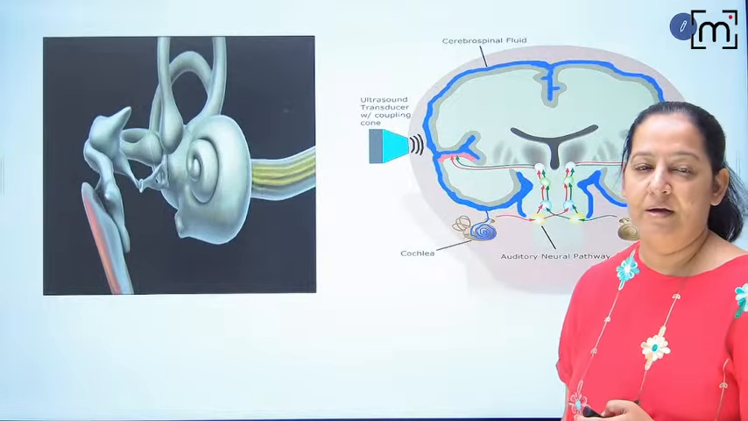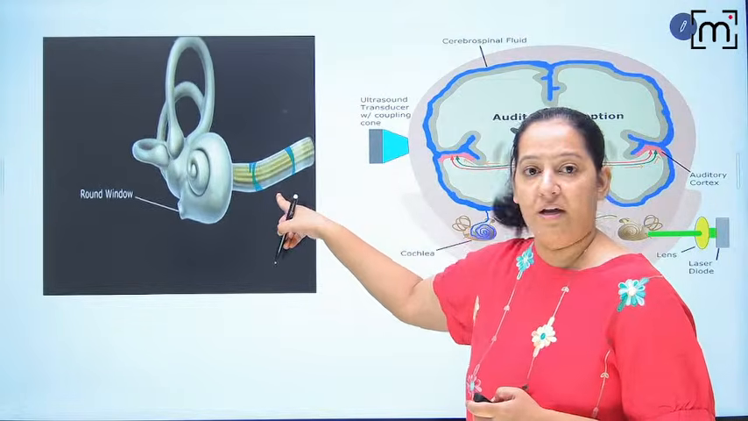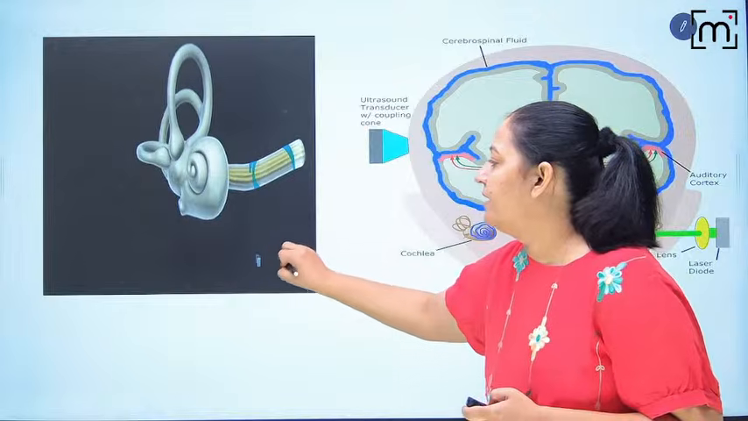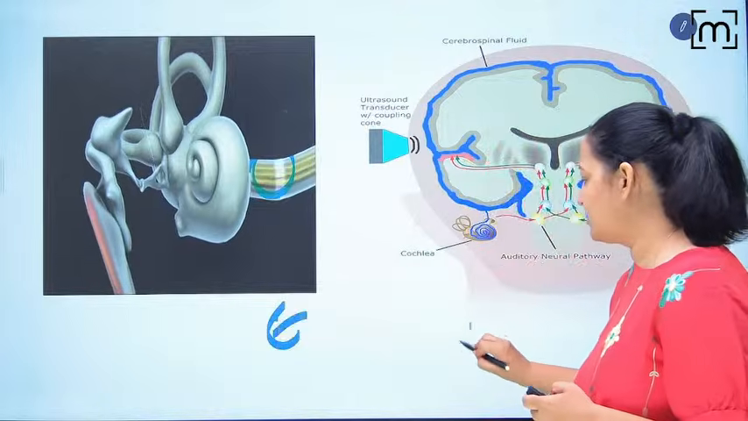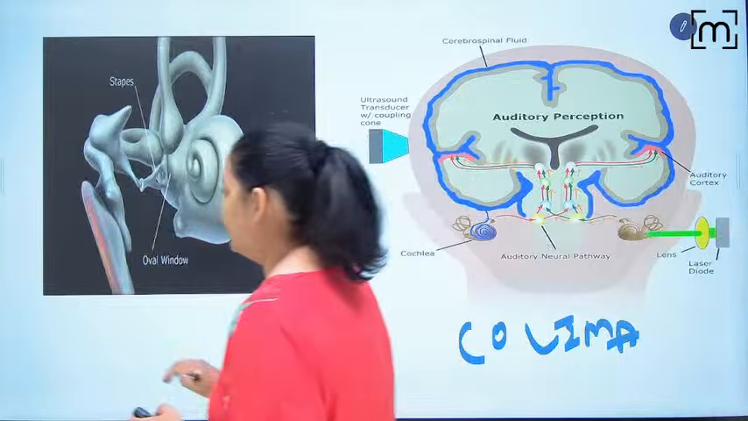So it is of two types. If there is a lesion in the eighth nerve, it is retrocochlear. And if the lesion is in the cortex, it is central. This is the eighth nerve, and this is the cortex. So there is a lesion in the eighth nerve.